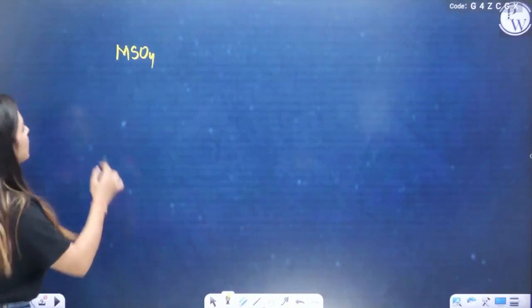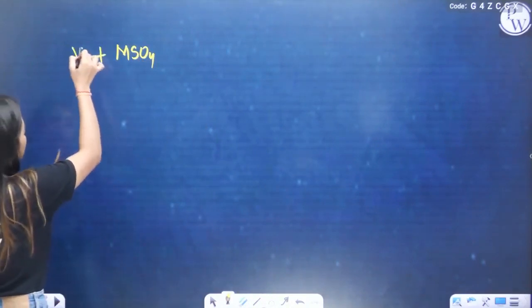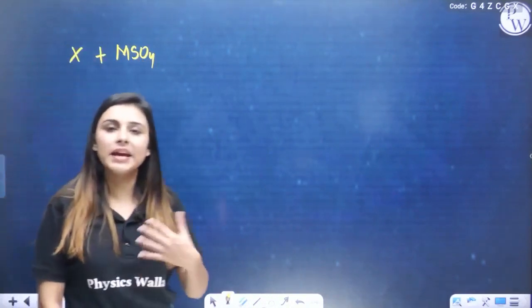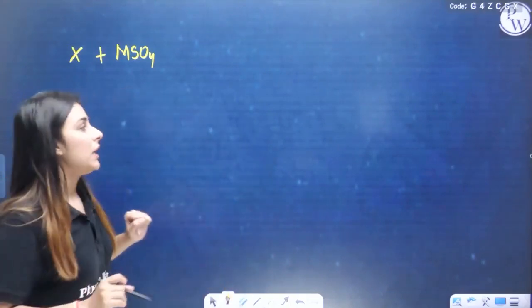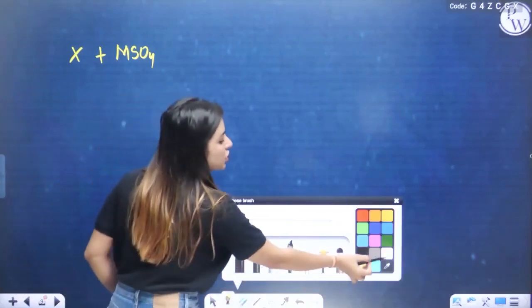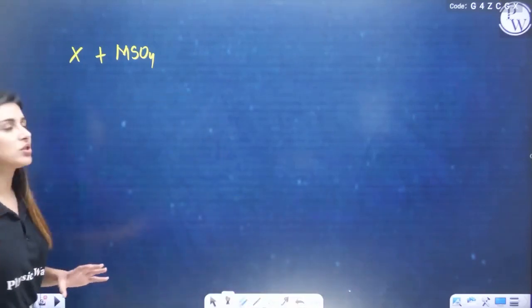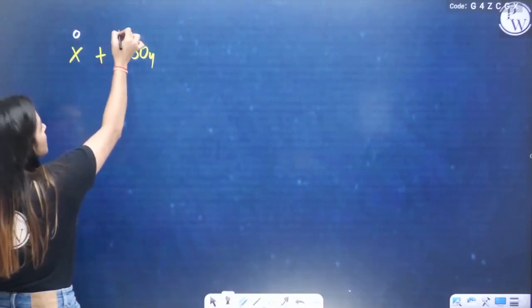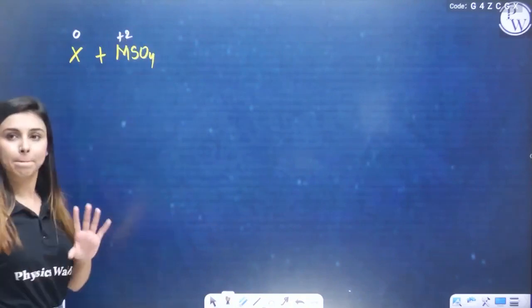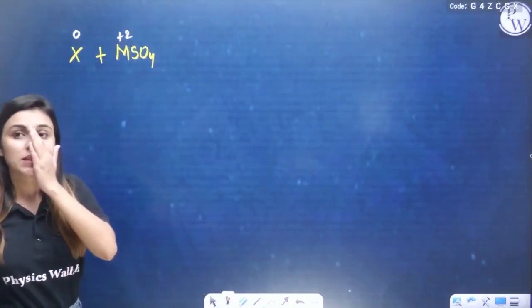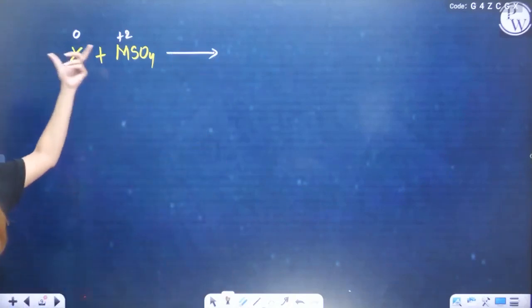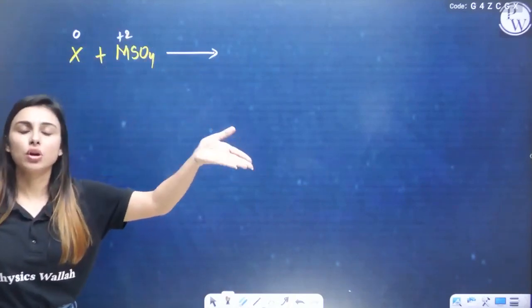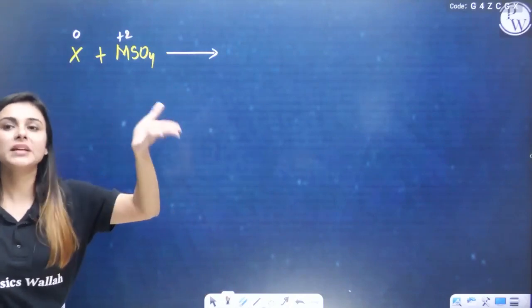Now, my dear students, you added some X metal to it. You will have to understand this, and then we'll move forward. If I talk about the oxidation states here, I know that this is 0 and this is in the +2 oxidation state, right? Now I just want to ask you whether this particular reaction will take place or not.